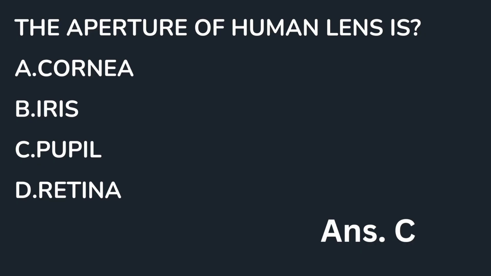Next question, the aperture of human lens is option A cornea, option B iris, option C pupil, option D retina. And here the right answer is option C, that is pupil. Pupil is the aperture of human lens.